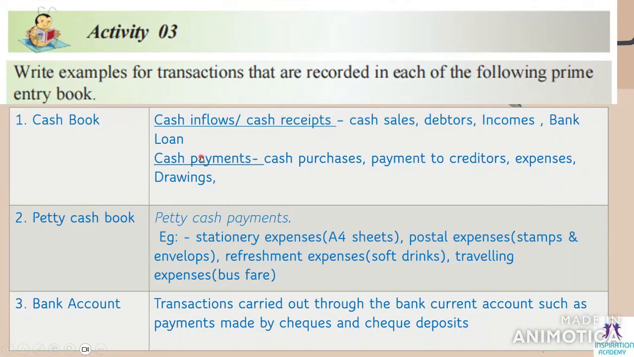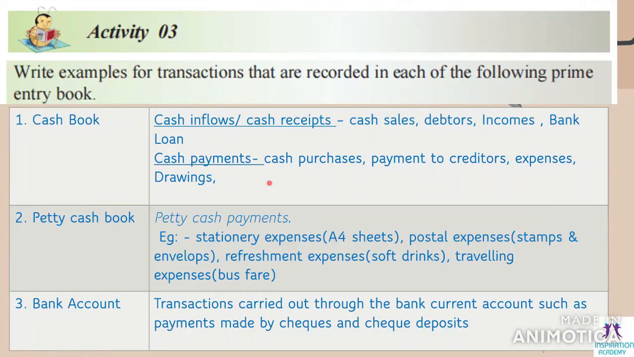The money we receive from a bank loan is a cash inflow to us. Then cash payments: cash purchases, payments to creditors, expenses and owner's drawings. Then the petty cash book. In the petty cash book, we record the petty cash payments, for example stationery, postal expenses, refreshment expenses, traveling expenses, such things.